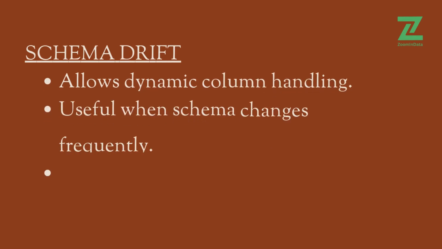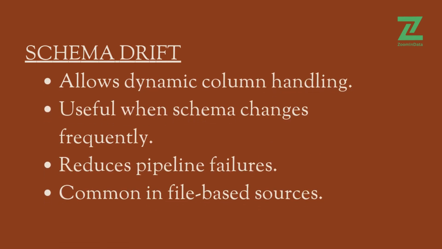Schema drift allows copy activity to handle dynamic columns. It is useful when schema changes frequently and helps reduce pipeline failures. Schema drift is commonly used in file-based sources.